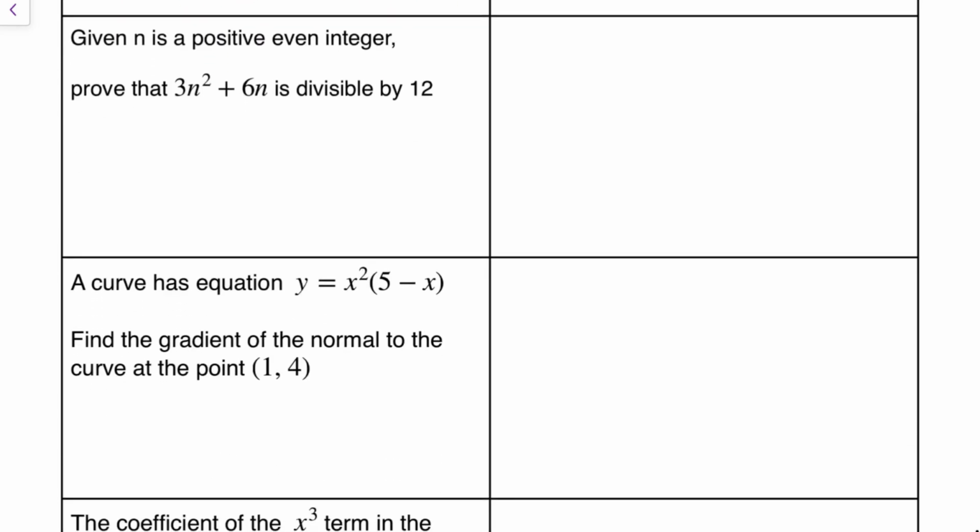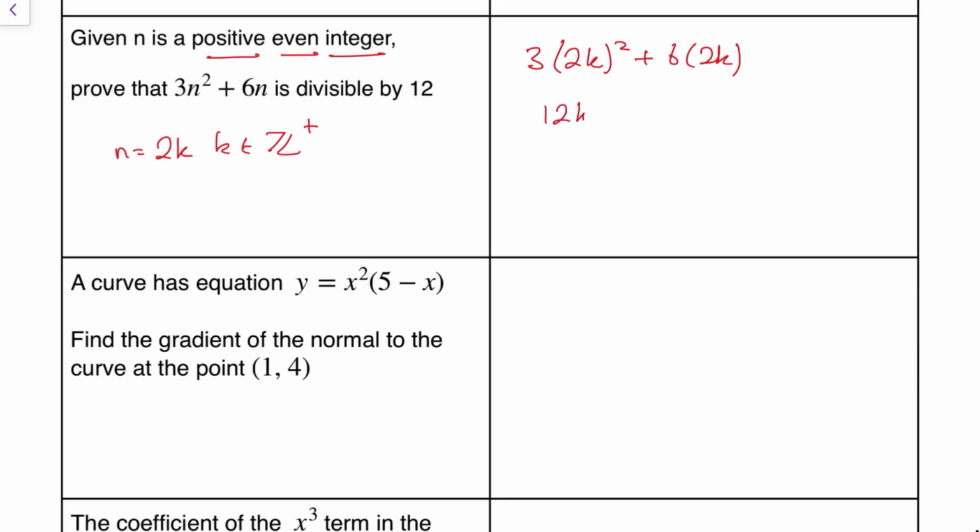Nice question. Next one. Given n is a positive even integer, I'm going to say that n is equal to 2k, where k is an element of the integer set, which is positive. Prove that it is divisible by 12. Okay, so I'm just going to put 3k into here. So 3 times 2k squared plus 6 times 2k. Now I need to get a 12. So I can kind of see it coming already. That's going to be 3 times 4 is 12. So 12k squared plus 12k.